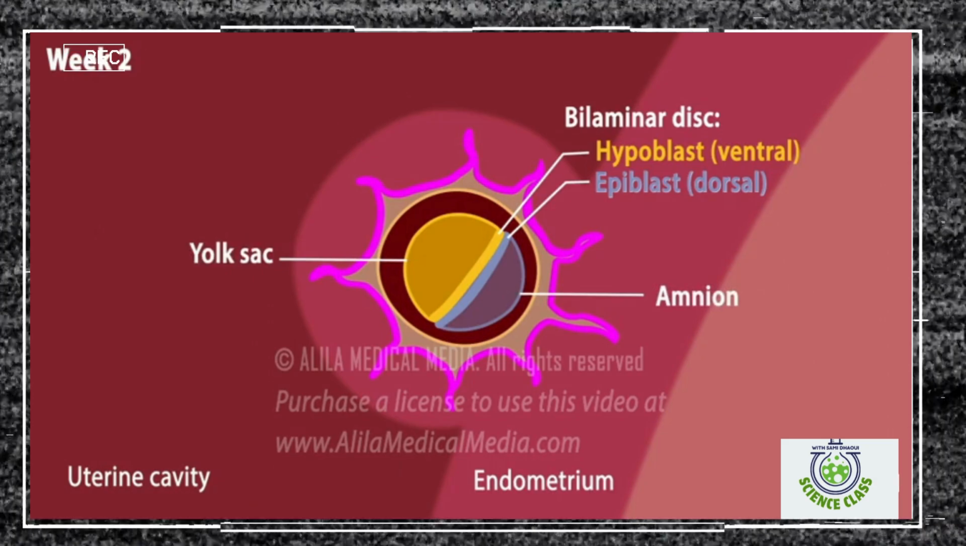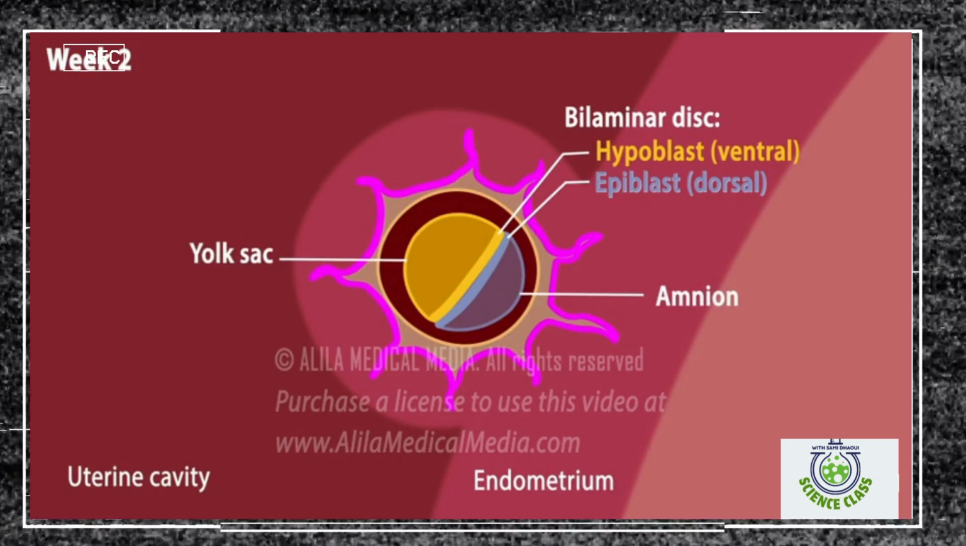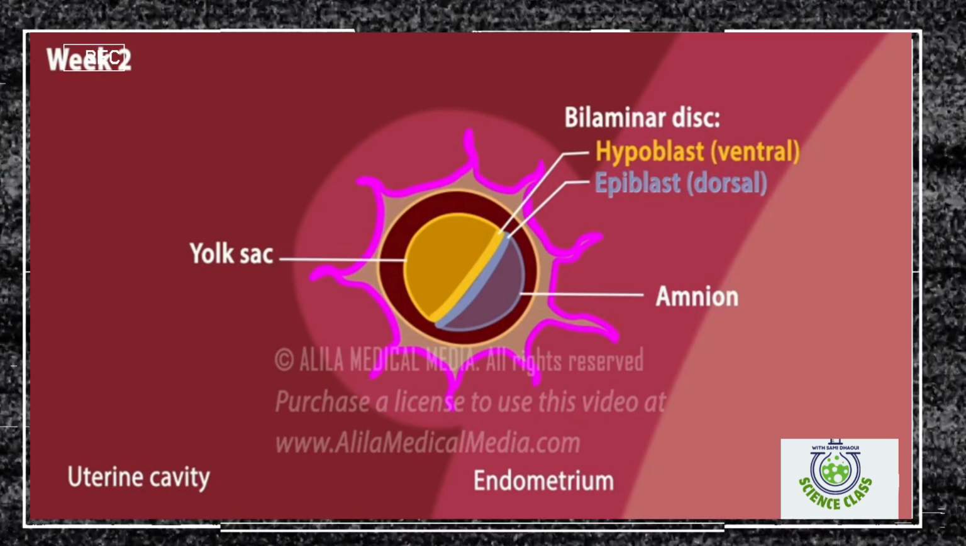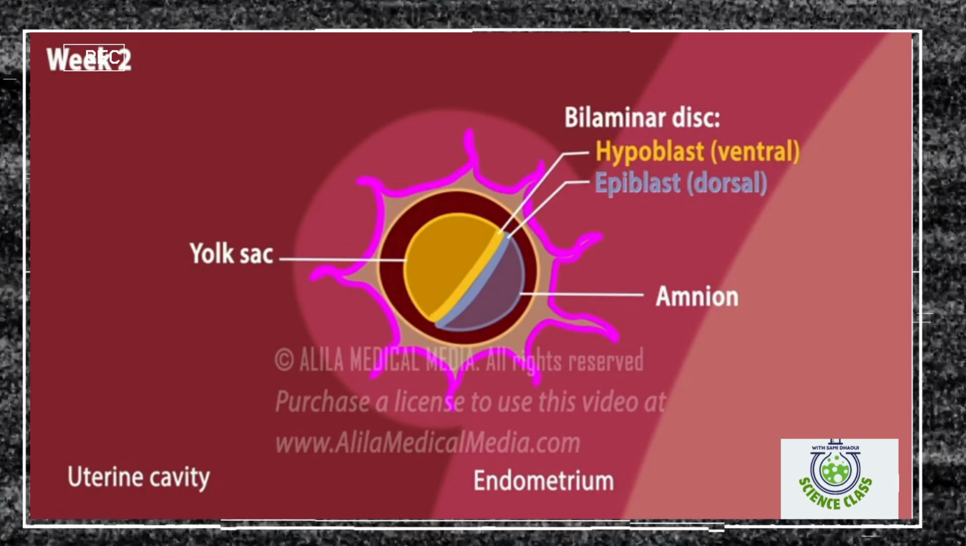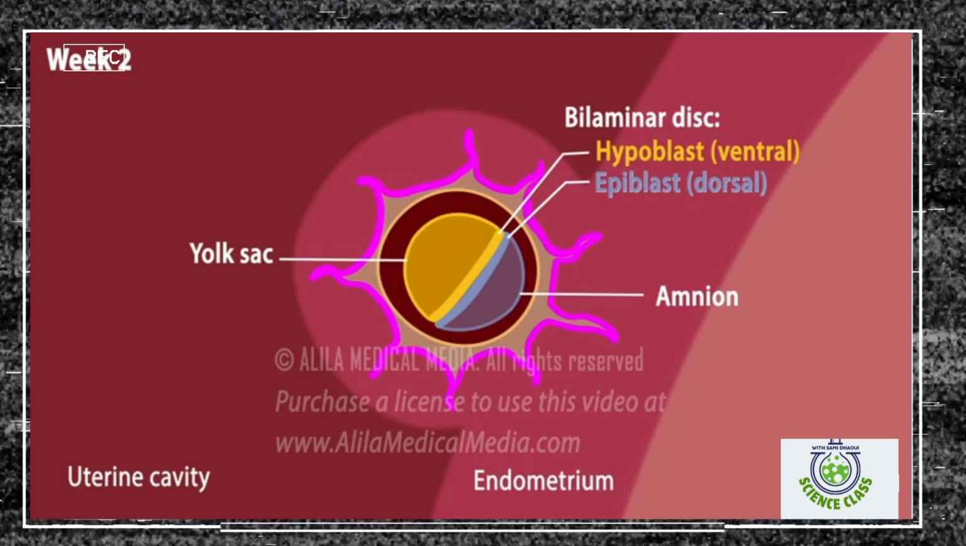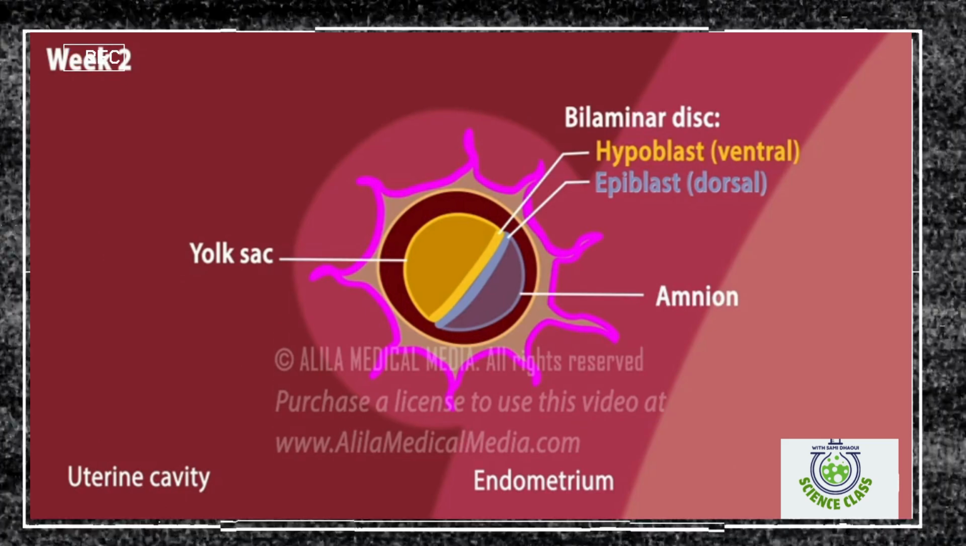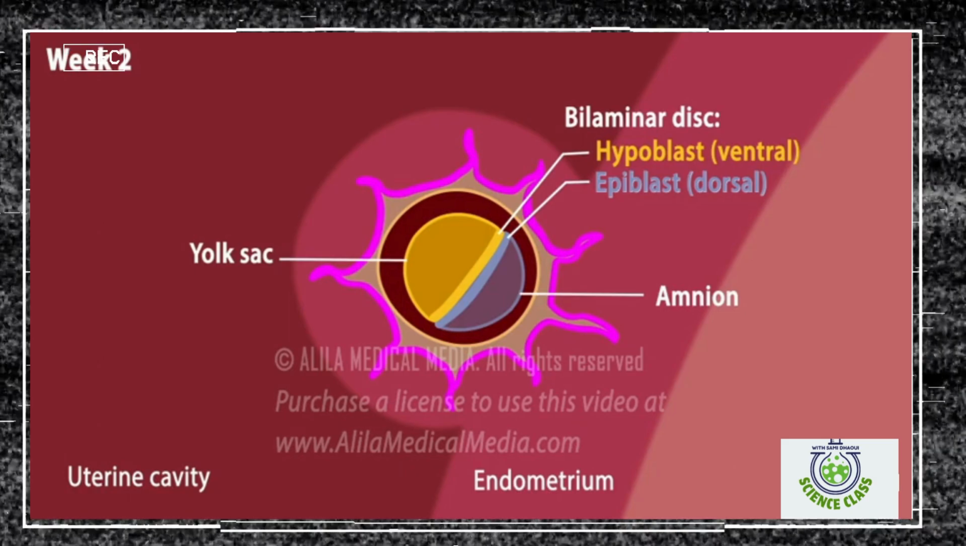The yolk sac provides nutrients absorbed from the trophoblast as well as gas exchange for the embryo during weeks 2 and 3, before the placenta takes over these functions at week 4. It is also the first site of embryonic blood cell production before the liver.